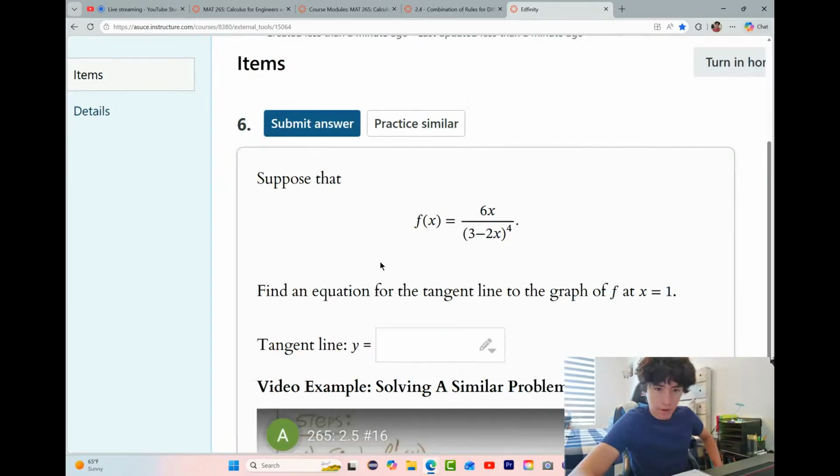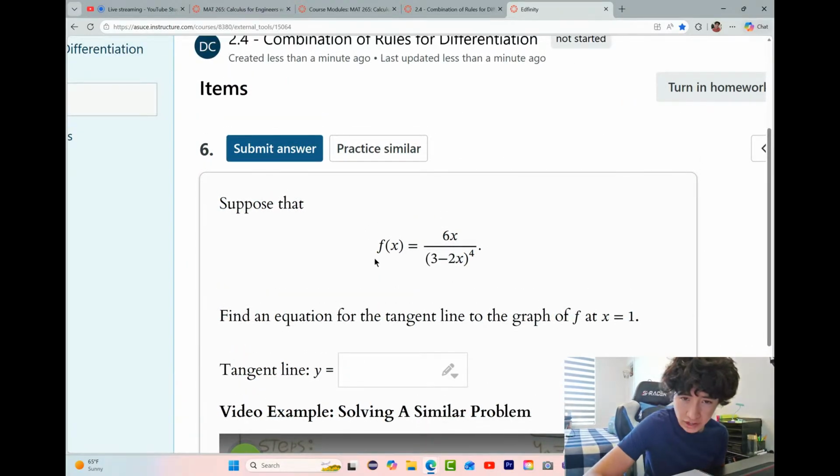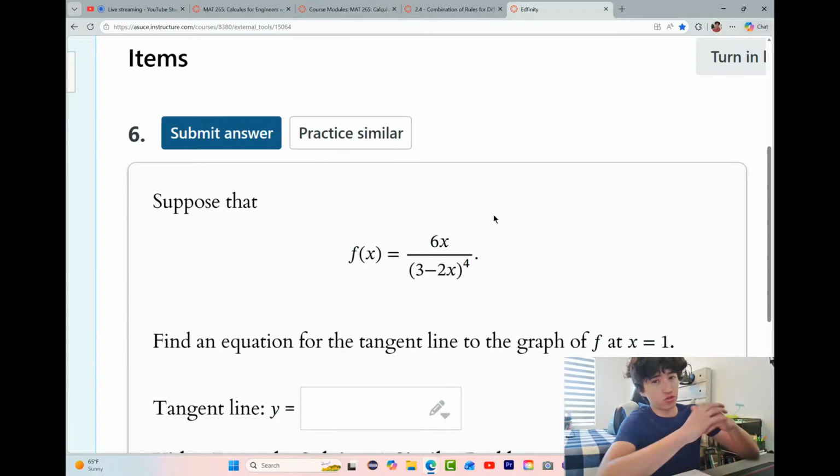Let's do this, guys. Okay. Suppose that f of x equals 6x over (3 minus 2x) to the power of 4. Find an equation for the tangent line to the graph of f at x equals 1.